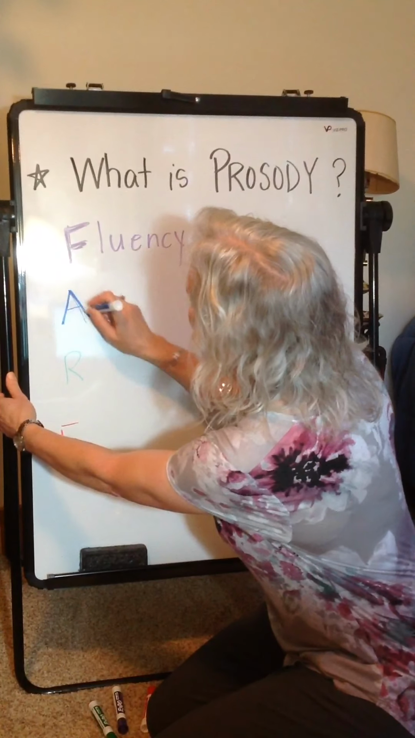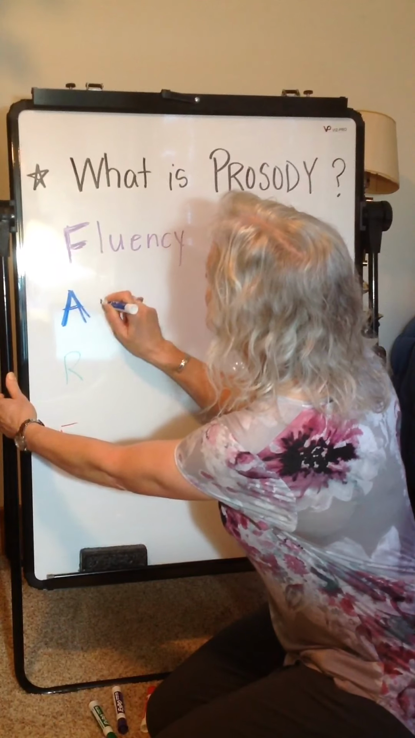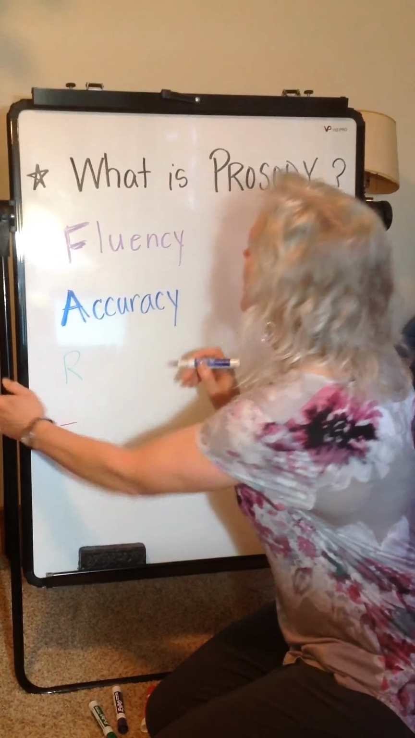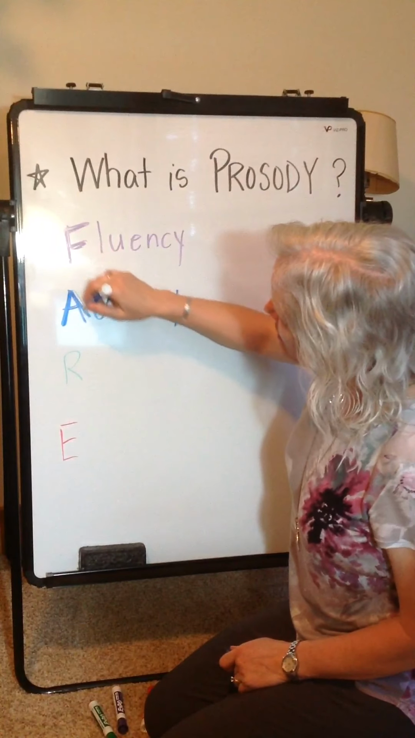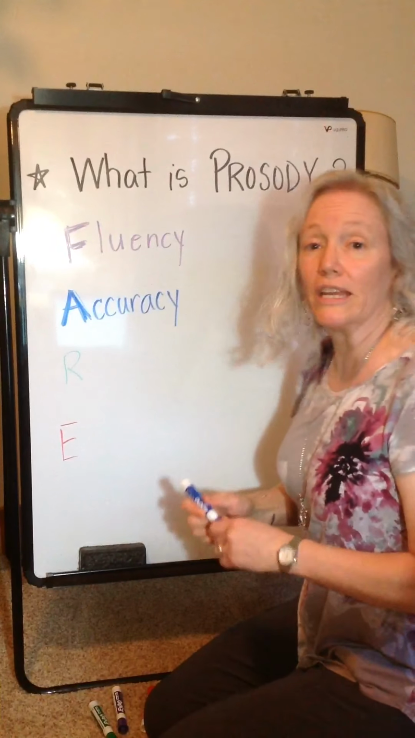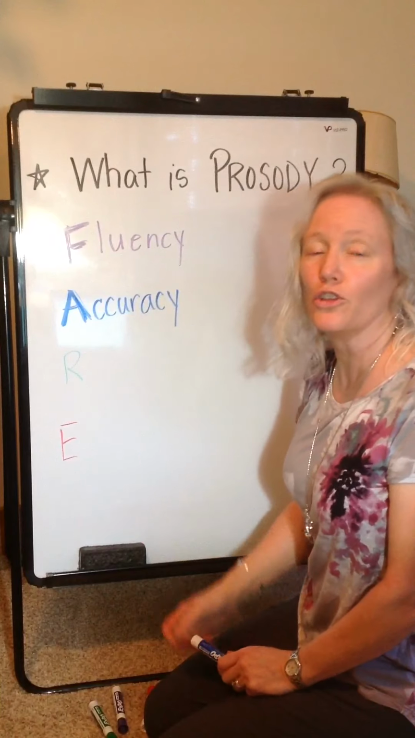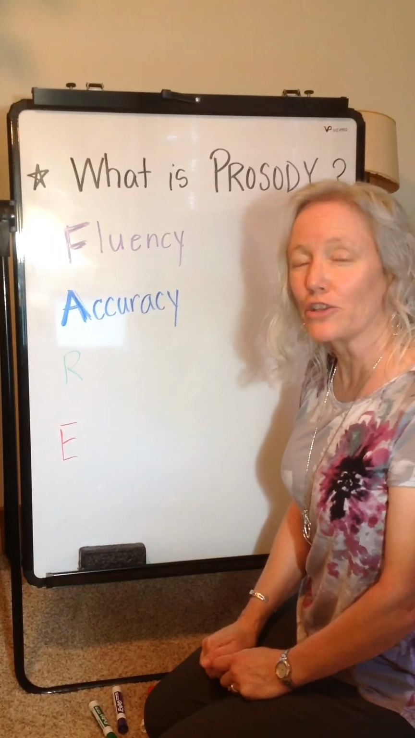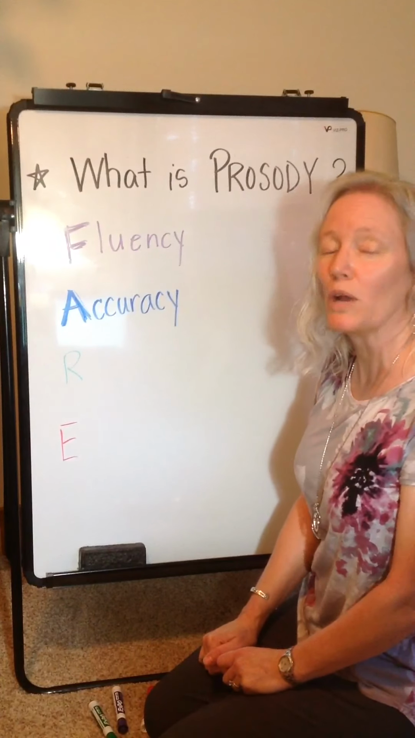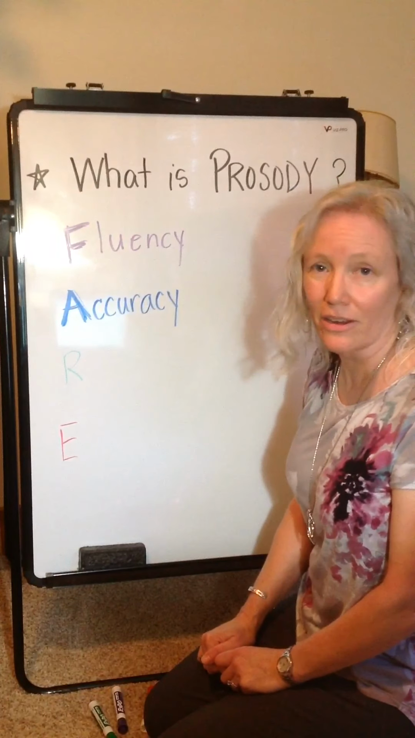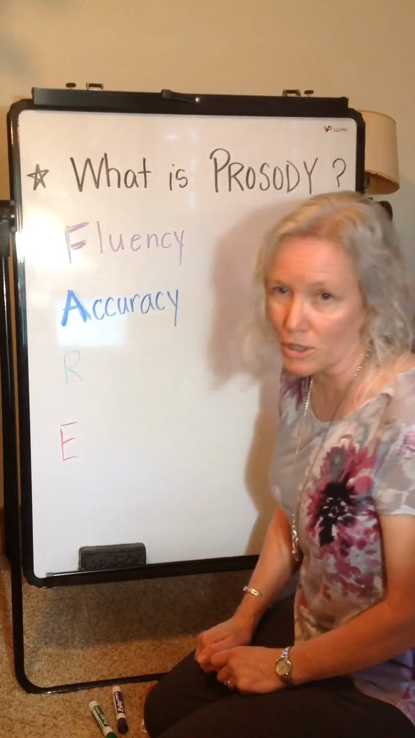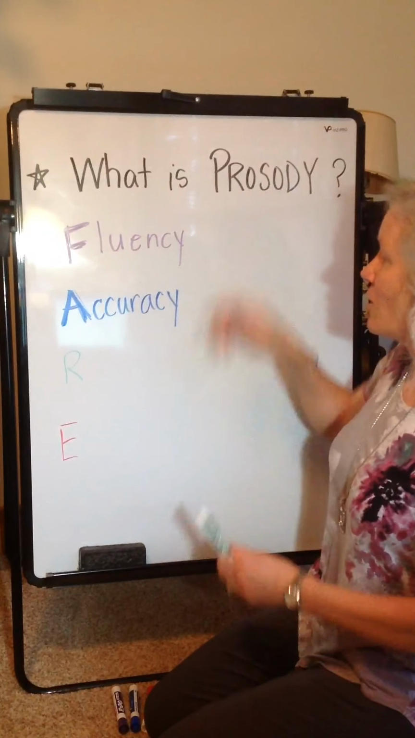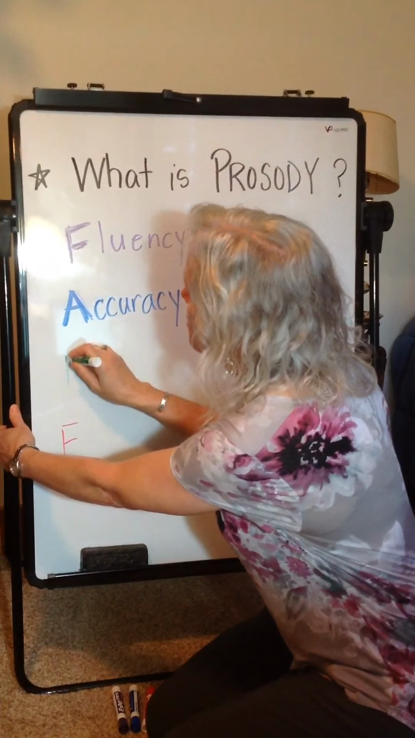A is for accuracy. Now, your accuracy is, are you reading the words correctly? Are you accurately reading those words? Are you also accurately reading per the punctuation that the author put in there? That is so important. Our third piece of prosody begins with an R.